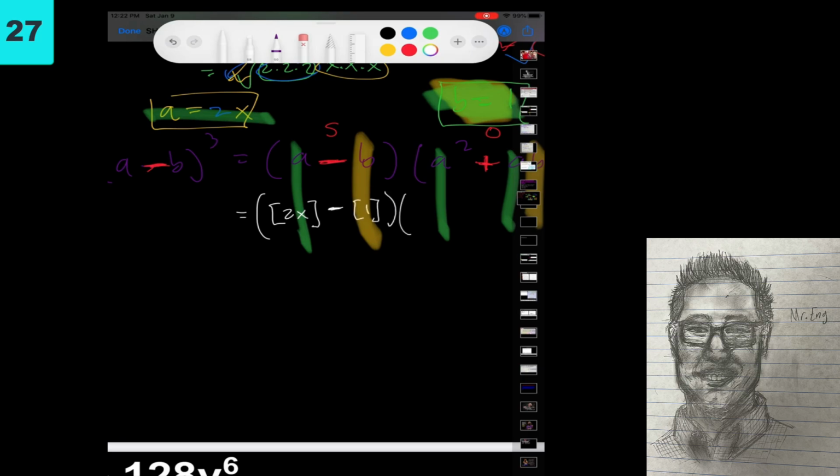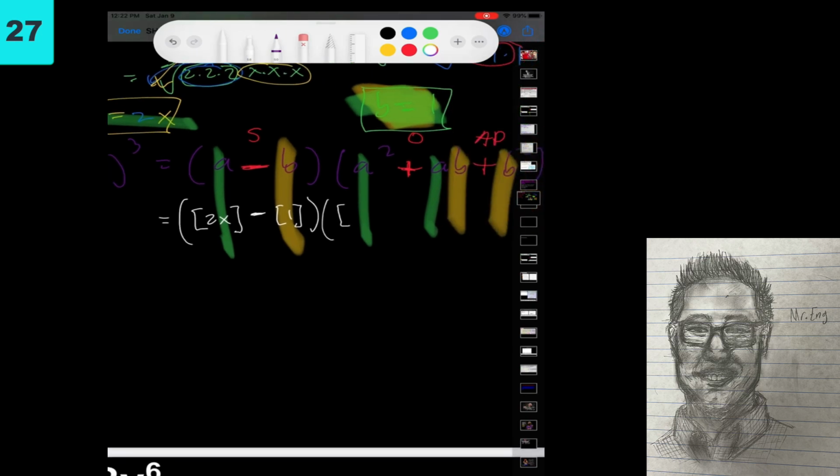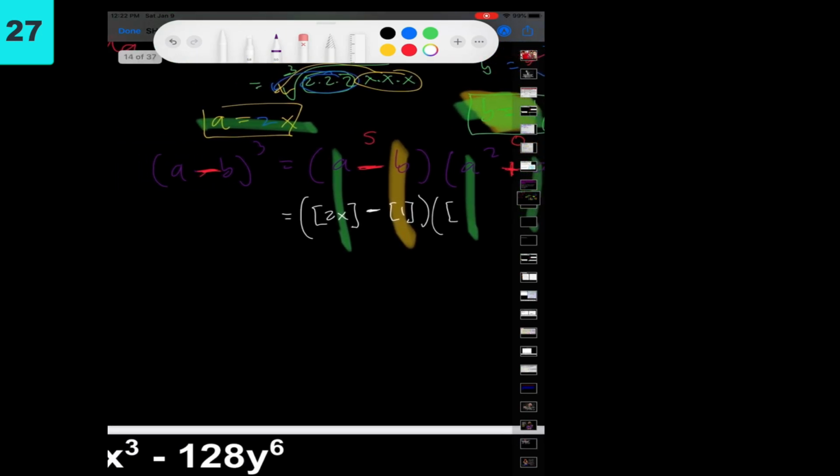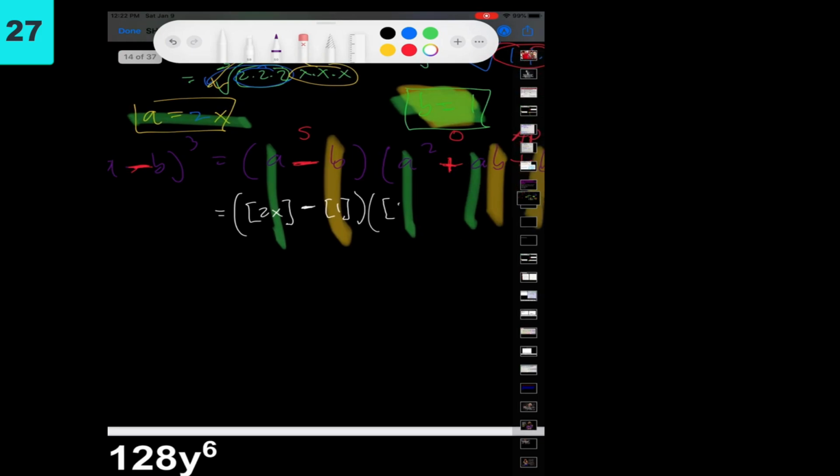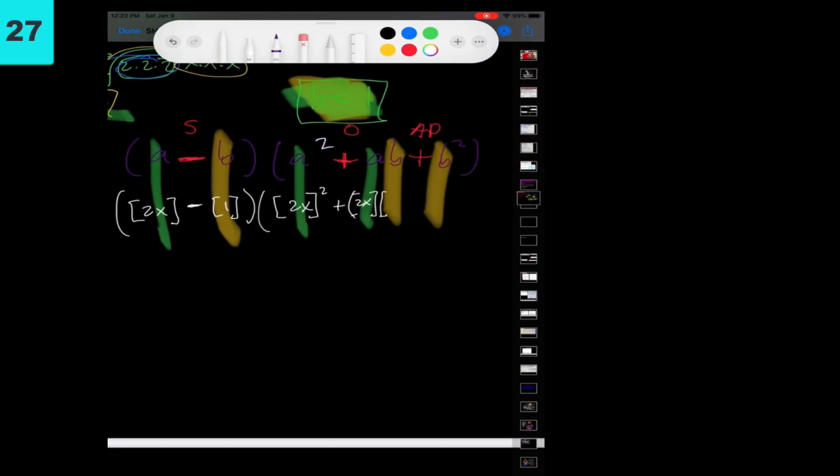Remember, brackets and parentheses are pretty much the same thing. It's just an extra set of organization here. A is 2x, and notice how it's to the power of 2. Plus, the a value is 2x. Okay, so why did I choose to go back to parentheses? Because I don't have, you can keep the brackets. It's not wrong. And the b value is 1. Plus my b value is 1.